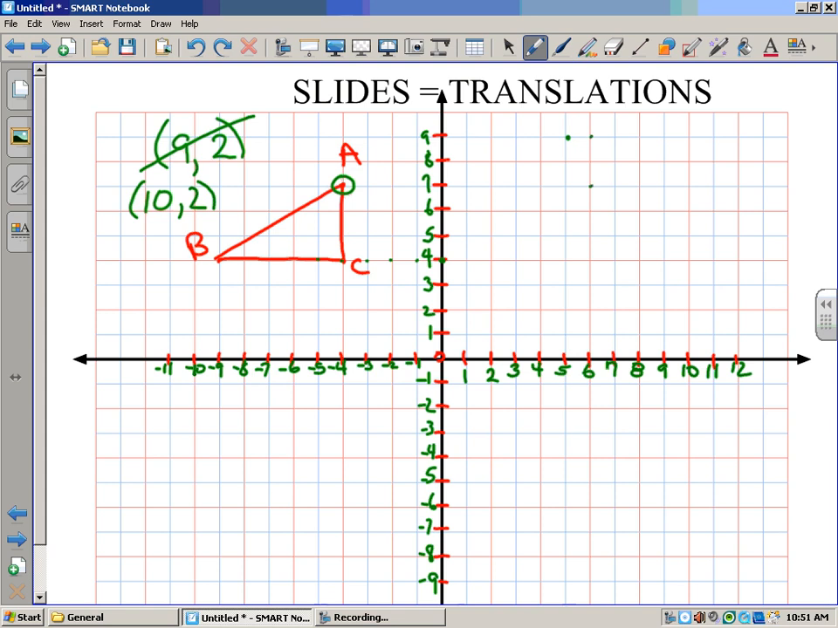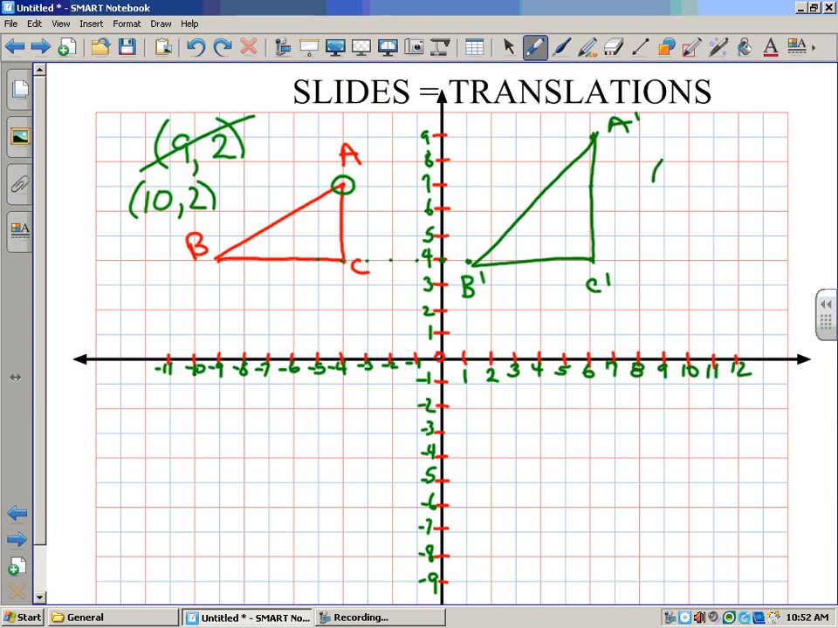Beautiful. And if I raise it 2, I would move that point A to there, and that would be my new A prime. When I take B now, it should go all the way into that section. 1, 2, 3, 4, 5, 6, 7, 8, 9, 10. Perfect. There's my B prime. There's my C prime. Join them together, and there's my new triangle.